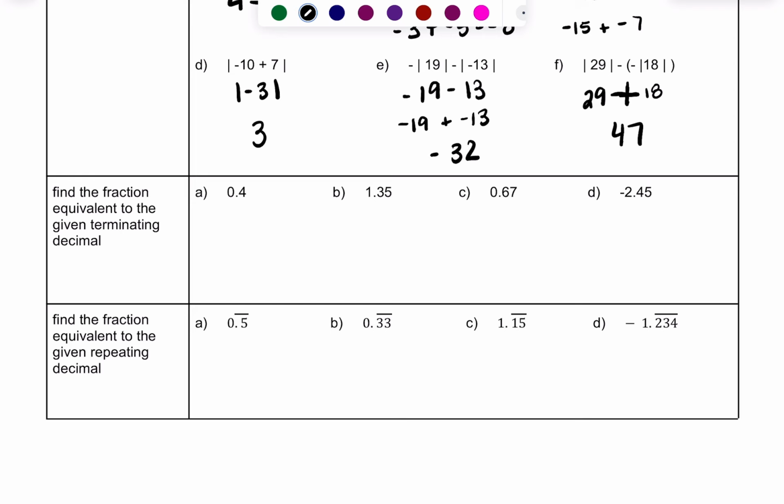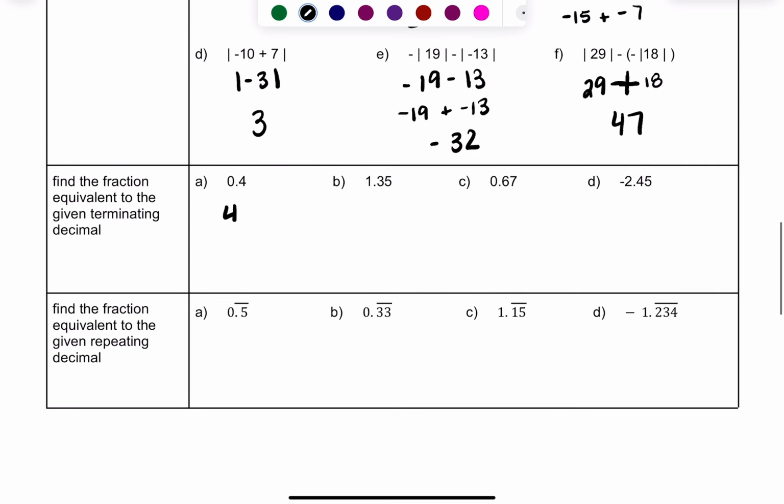So if I look at letter A, what I have here is a 0.4. So I'm going to make that into a 4 over, and I'm going to put it over the place value. This is the tenths place, so this is going to be over 10. Now I can simplify this. So when I simplify 4/10, that actually gives me 2/5. If you are confused on how I just simplified it, if I look for a common factor, a common factor that they both have is 2, the greatest common factor. So I divide both by 2. 4 divided by 2 gives you 2. 10 divided by 2 gives you 5.